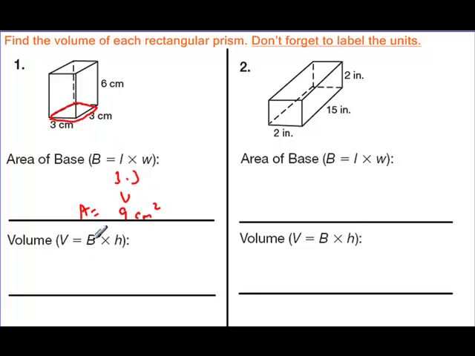And then we have to multiply this area times the height. So that is 9 times, and the height is 6. 9 times 6 equals 54. And this is in centimeters, so centimeters cubed. And that's all you have to do.